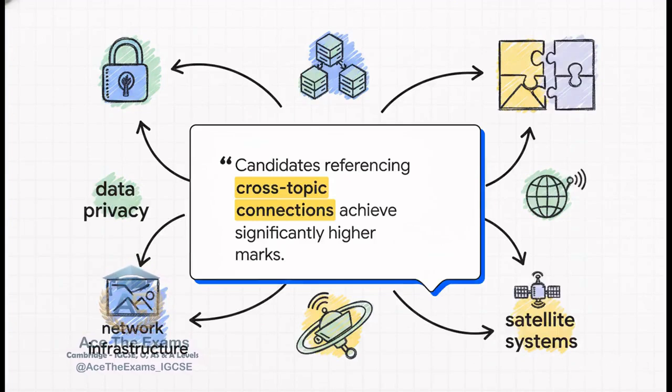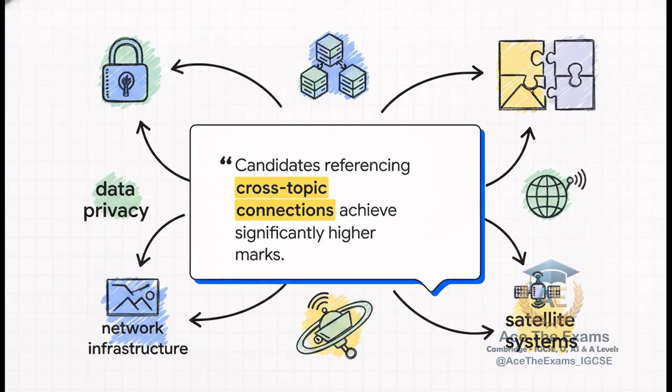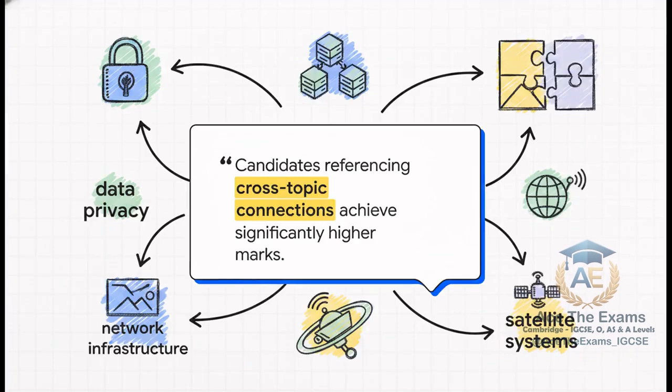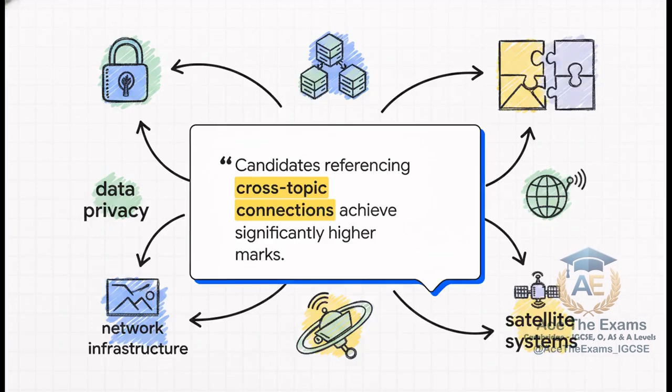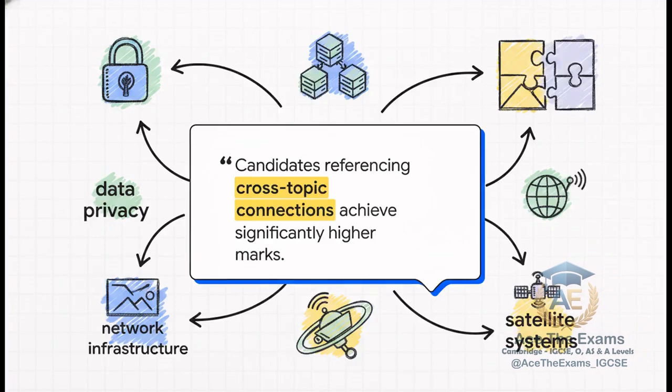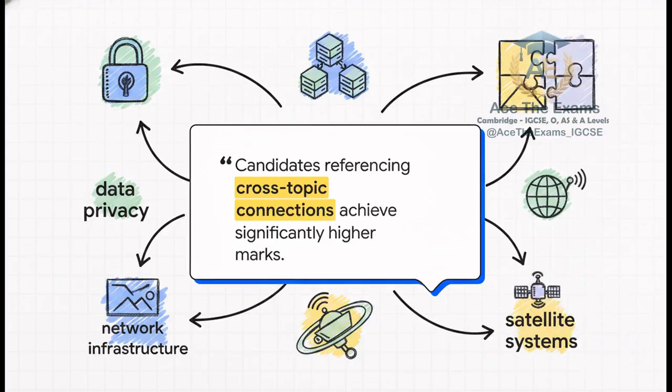If the question is about satellite data, you need to seamlessly weave in data privacy or network infrastructure or whatever specific context the prompt gave you. Examiners want to see that you understand the entire interconnected architecture of computer science. It's like a giant puzzle. Alex and Sam are just dropping isolated puzzle pieces onto the desk and expecting the examiner to put them together. But to get the marks, you have to lock those pieces together yourself. You have to build the whole shebang.